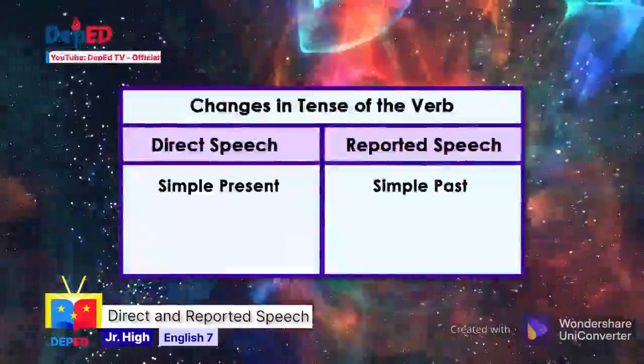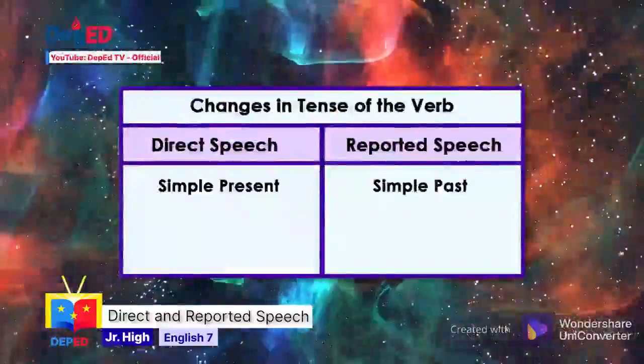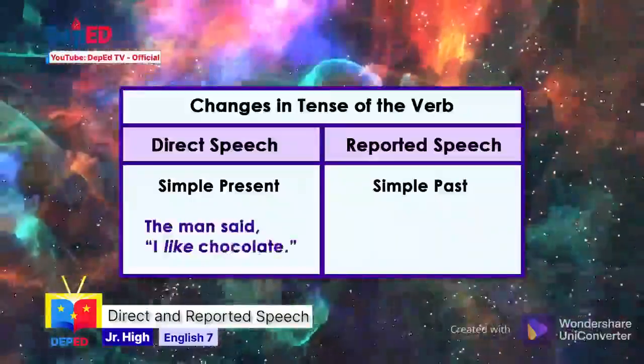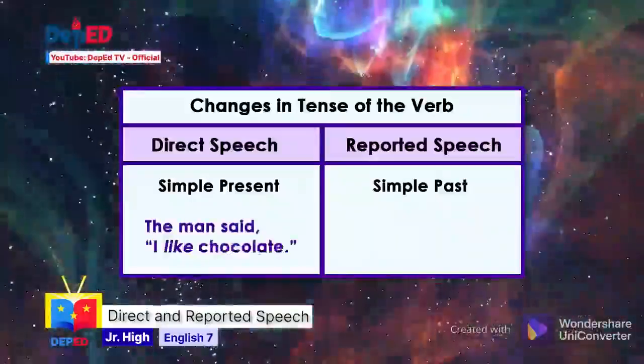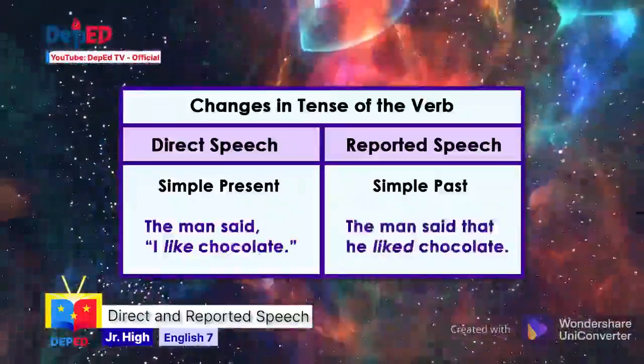Changes in tense of the verb. Take a look at these samples. Direct speech. Simple present. The man said, "I like chocolate." Reported speech. Simple past. The man said that he liked chocolate.